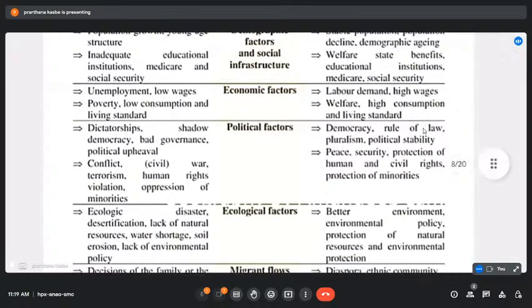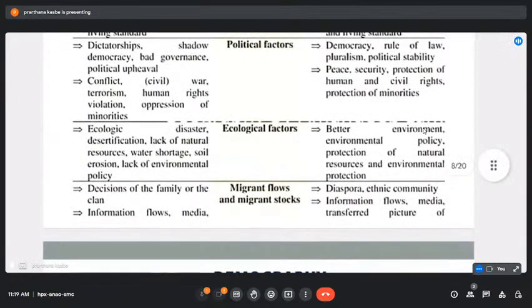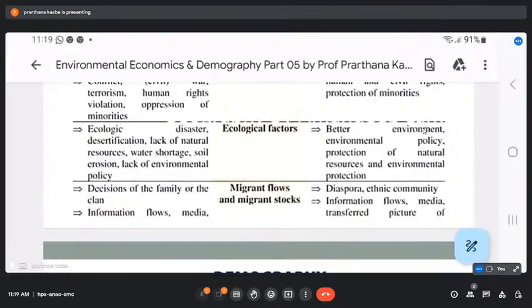Then the ecological factors. In the push factors, there is ecological disaster, desertification, lack of natural resources, water shortage. These are some problems. And the better environment, environmental policy, protection of natural resources, and environmental protection, these are the pull factors.